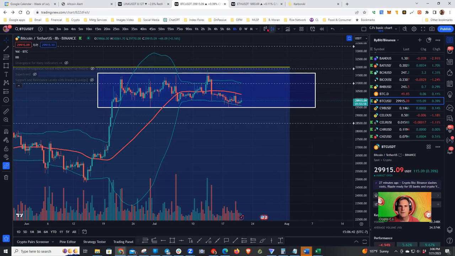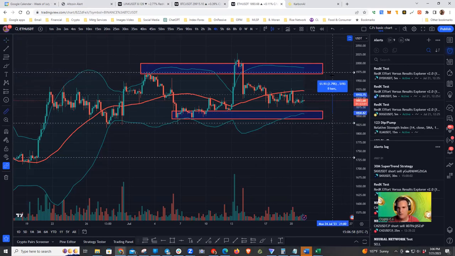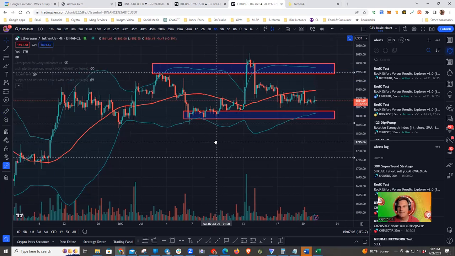Let's look at Ethereum. It's a similar situation. 4 hour chart, and I updated my ranges here, and we're stuck around 1850 on the bottom and right around 2000 on the top. That's about 6.5%. Not doing much. There's not really been any terrible financial news that I can recall.